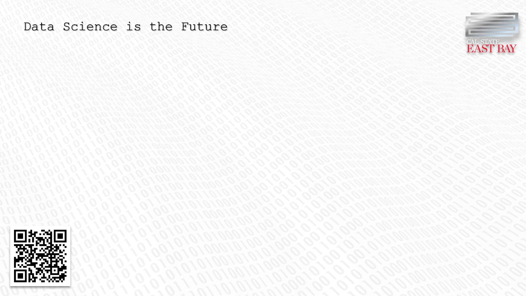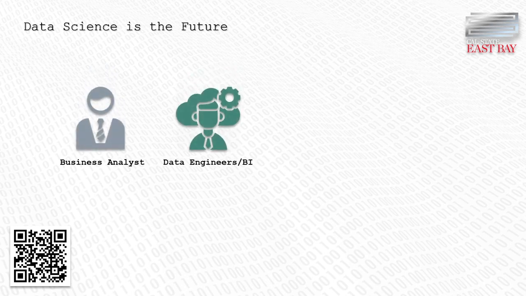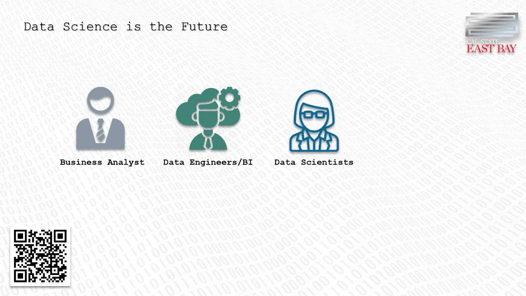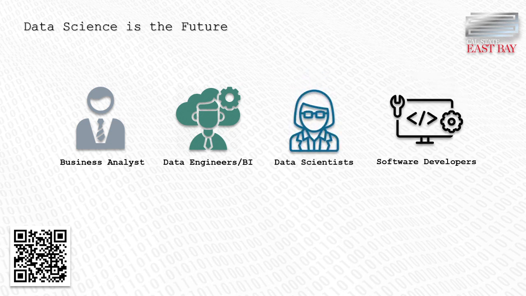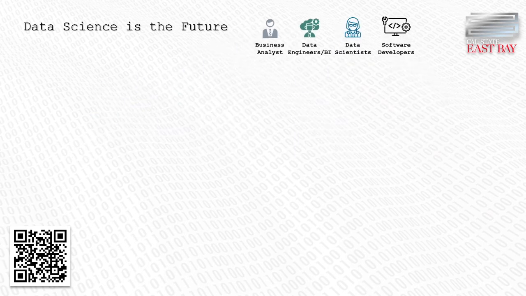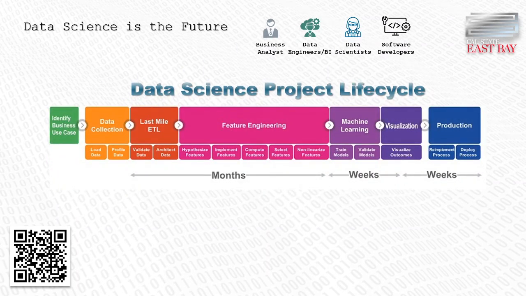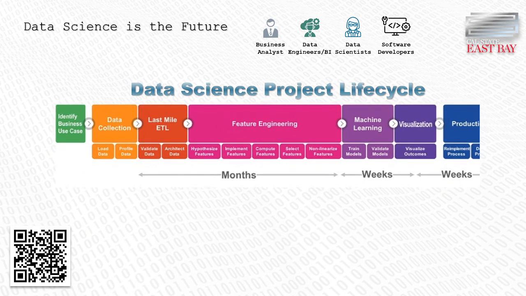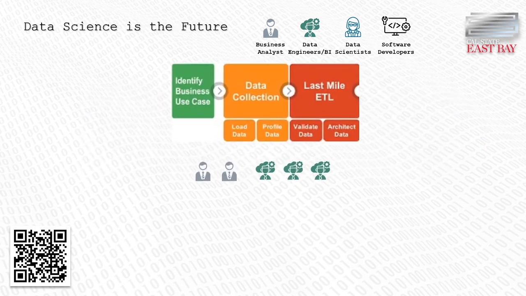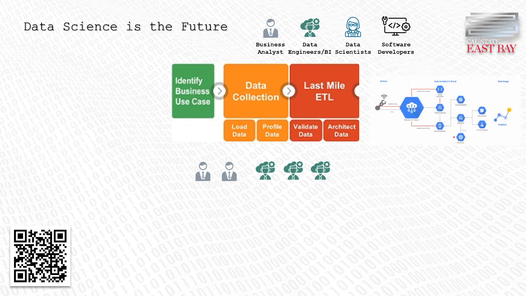As you can see, the field of data science includes more than data scientists. There are many specialized roles like business analyst, data engineer, and business intelligence analyst, the data scientists themselves, and the software developers that all work together on what's called the data science project lifecycle. The timeline starts with business analysts and accountants laying out a runway for funding the project. This is followed by the data collection and what's called the last mile ETL, or extraction, transformation, and loading of the data to be processed for the next stage.